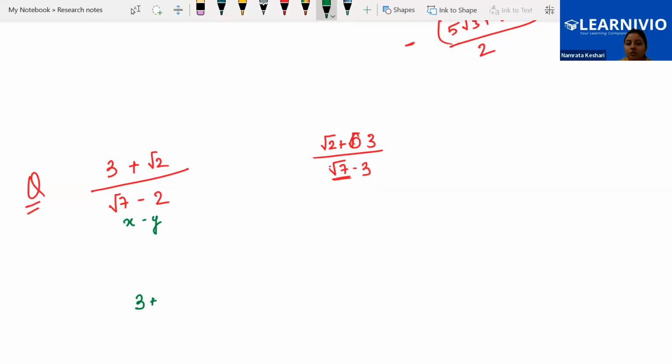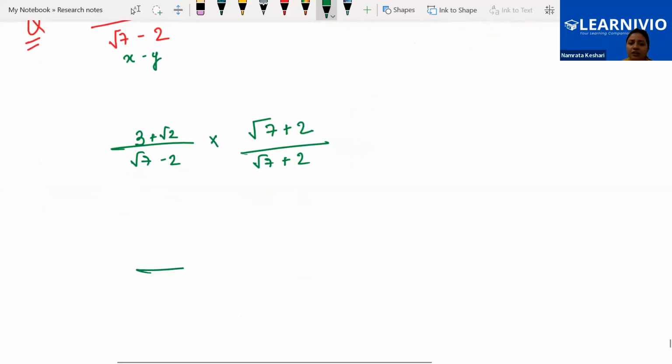So we have 3 plus root 2 over root 7 minus 2, and we multiply by root 7 plus 2. In the numerator also root 7 plus 2. In the denominator it is fine: a minus b, a plus b, or x minus y, x plus y, it became x square minus y square. The numerator is what we need to simplify.